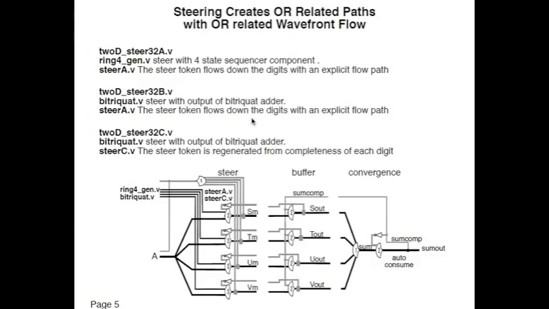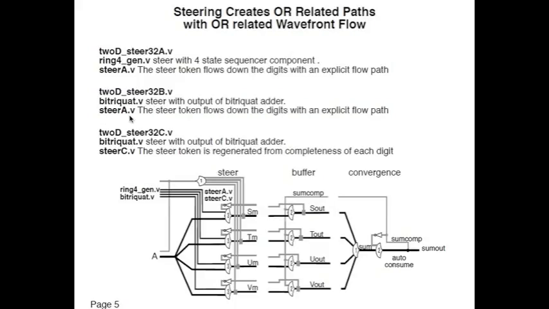This is what the examples look like from the top down. Each one of these is a column, a 32-bit column. This is the S column, T column, U column, V column, A column, and so forth. And A is steered through one of the flow paths, which goes through a buffer, and then the paths converge into a single flow, which goes to the test bench. Our first example just uses a four-state sequencer 0, 1, 2, 3, and it uses the steer component. Our second example substitutes bitriquat, which gives us a little more interesting steering pattern.